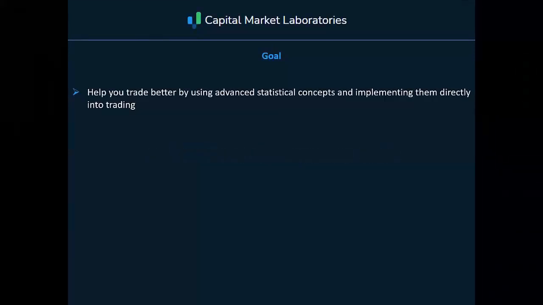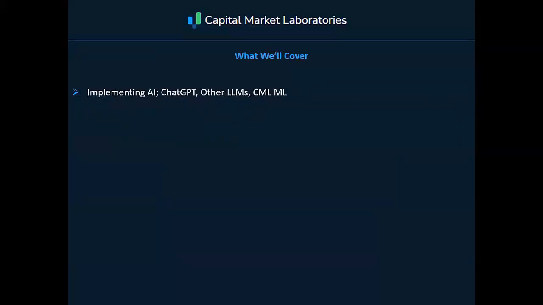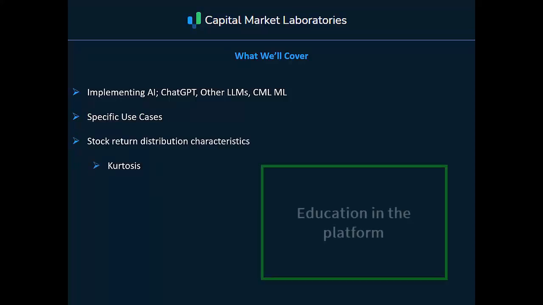help you trade better by using advanced statistical concepts and implementing them directly into trading. We will use historical results. We're going to be implementing AI. That's several different types. We will talk about return distribution characteristics designed for those who have no experience in statistics at all. So that means specific use cases in return distribution characteristics, in particular, something called kurtosis.